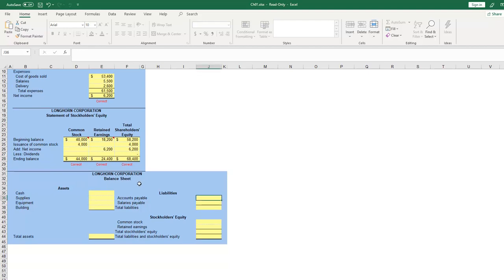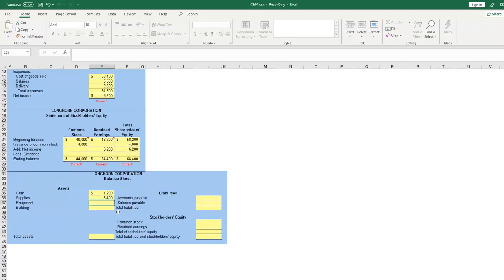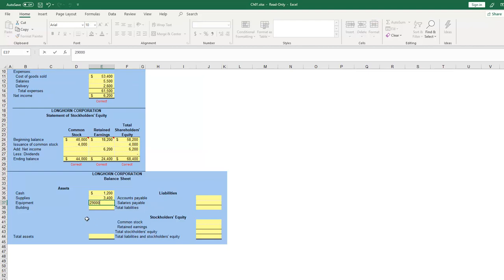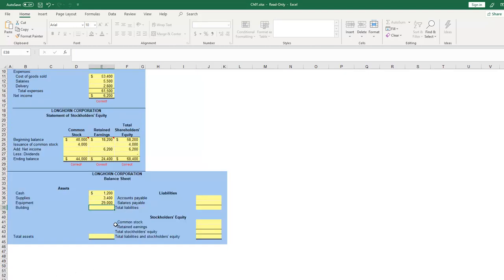Great. So let's do our balance sheet. Okay. Cash. Let's go over here to our given. Our cash was $1,200. Supplies. Okay. Supplies, $3,400. Equipment. All right. Equipment right here, $29,000. And buildings. All right, our buildings are $40,000. Total assets, if we add these up, you can follow along at home with your calculator, is $73,600. Great, got it correct on that.